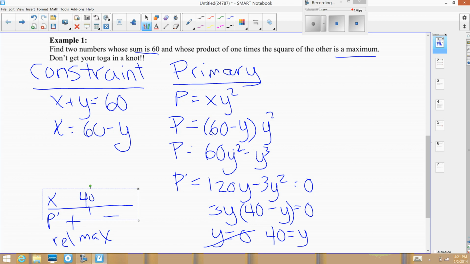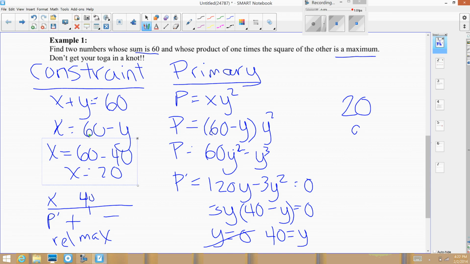All right. And then we need to go ahead and find x. So we have 60 minus 40. X is 20. So find the two numbers. The numbers are 20 and 40.